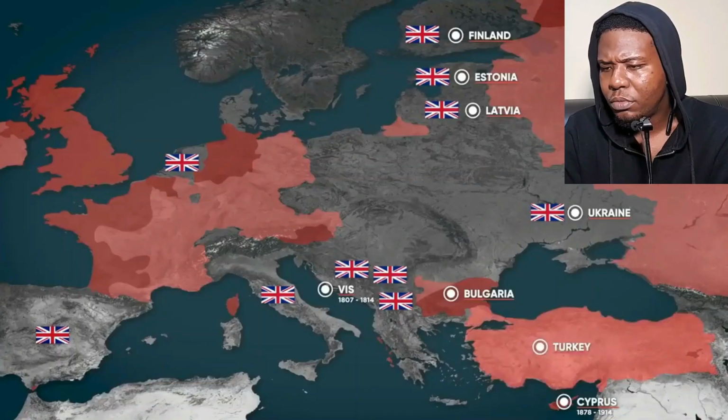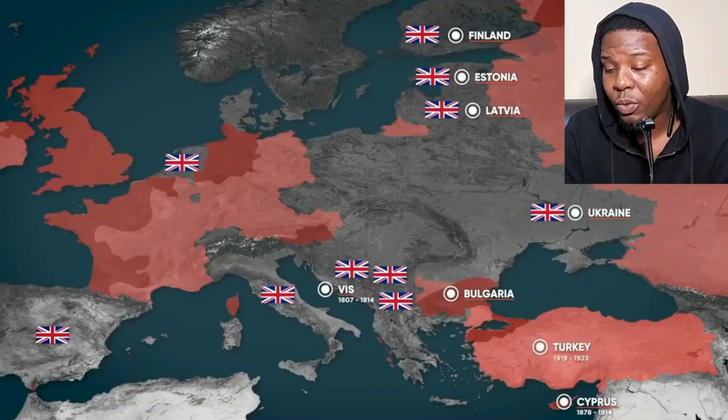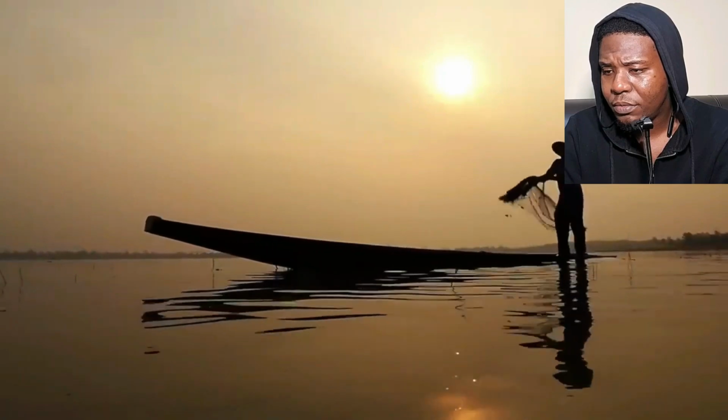Turkey itself was massively invaded by the British during World War I, and part of it was occupied between 1919 and 1923. That wraps up Europe, so let's move on to Asia next.